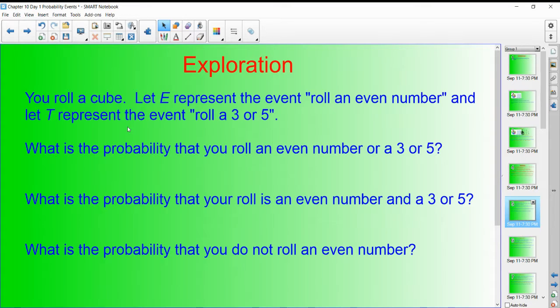So let's explore a little bit. We're going to roll a cube, 6-sided cube. Let E be the event, roll an even number, and let T be the event, roll a 3 or a 5. I want the probability that I roll an even number or a 3 or a 5. I want the probability that I roll an even number and a 3 or 5. And then I want a probability that I don't roll an even number. So write down what you think those probabilities are, list the sample space, if you would like, of all the events, and tell me which events are successful for each one of the problems.